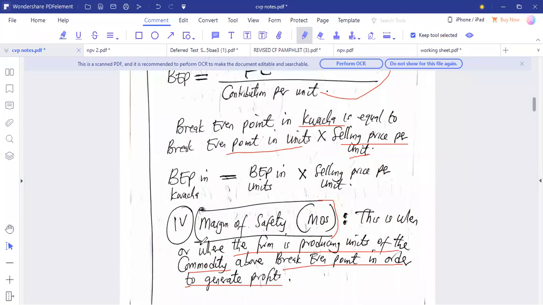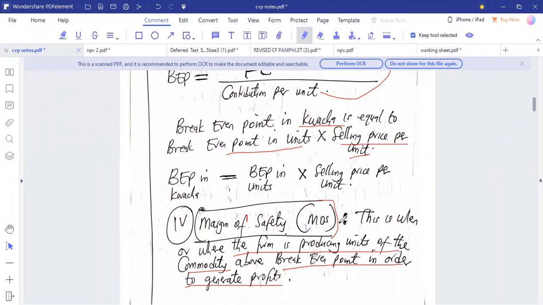So now here, we know that it's meaningless for us to be at BEP. So we need to migrate from the break-even point to margin of safety, where the firm is producing units of a commodity above the break-even point in order to generate profits. These are cardinal points that we need to know as we look at the margin of safety.